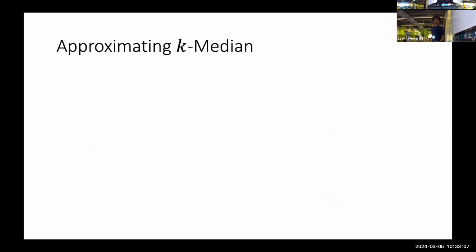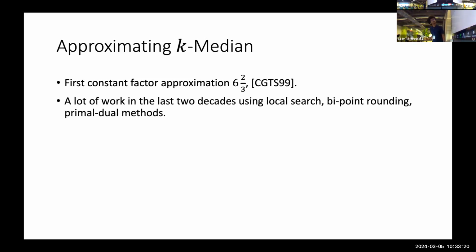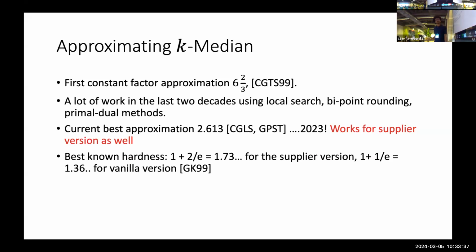So why are we interested in this? Before that, let's look at the current state of the art for k-median. Again, many of you might know this, but quickly: the first constant factor approximation was a 6 2/3 approximation in the late 90s by Charikar et al. And then there were so many works in the last 2 decades. They've been using local search, LP rounding, primal dual methods, a lot of methods. And the current approximation is somewhere around 2.6. One thing to note is that this works for the supplier version as well. We will come back to this.